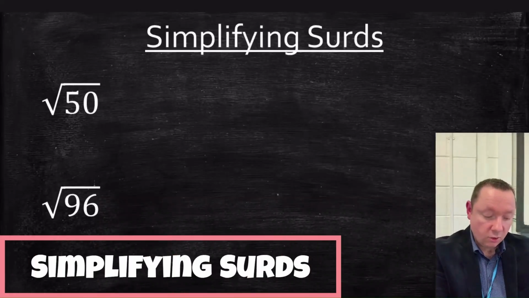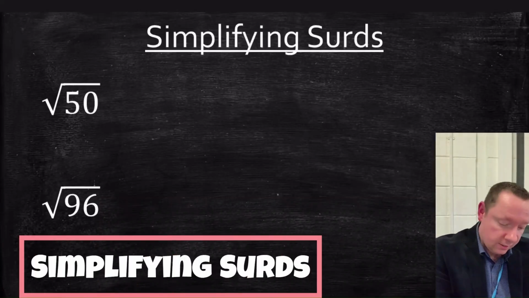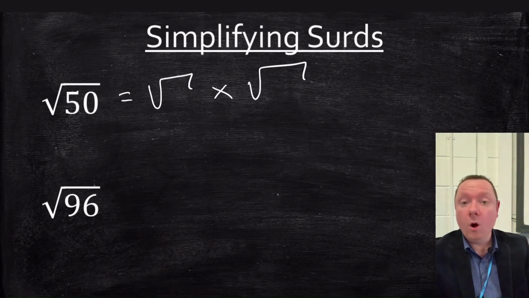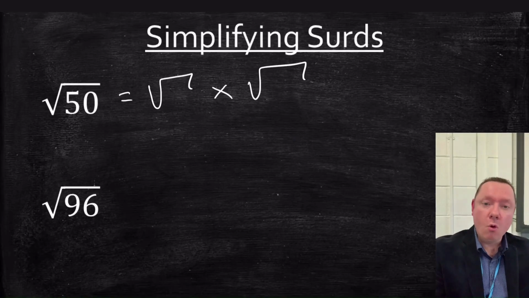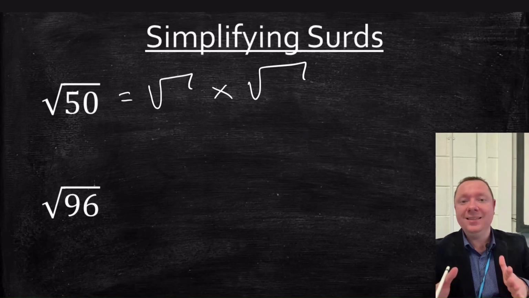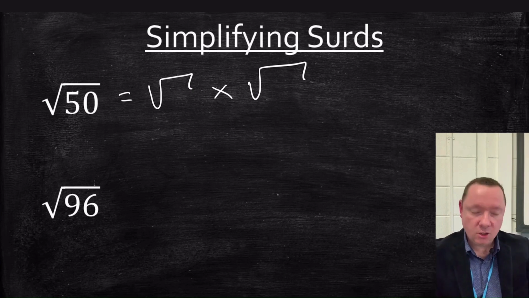Simplifying surds. So I've got square root of 50 and I want to simplify it. So I'm looking for two numbers that times together to make 50. One of them has to be a square number. So I've got the option of 1, 4, 9, 16, 25, 36 and so on. To find a square number, you just take a number and times it by itself. The answer is a square number.